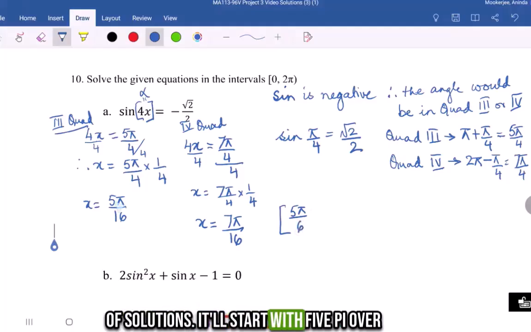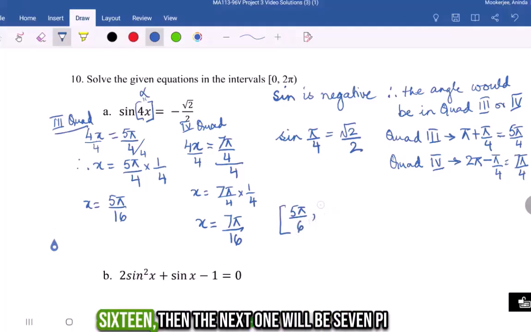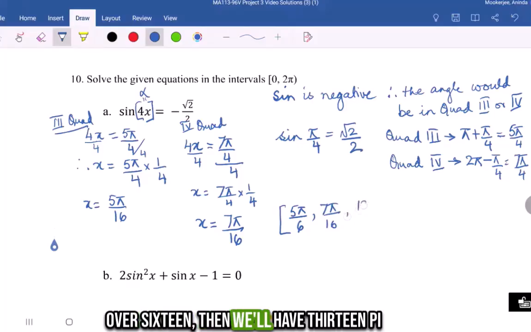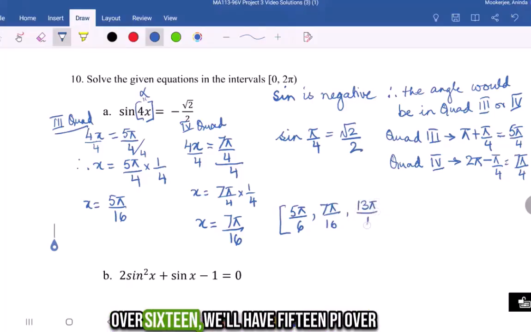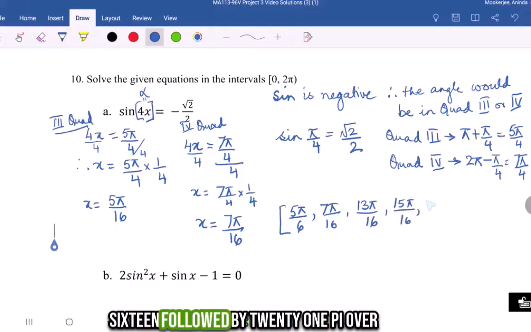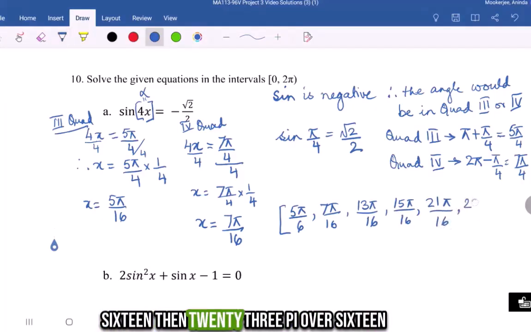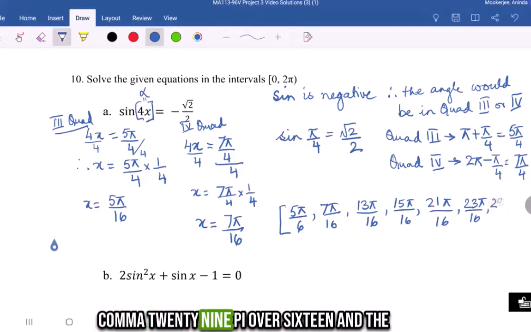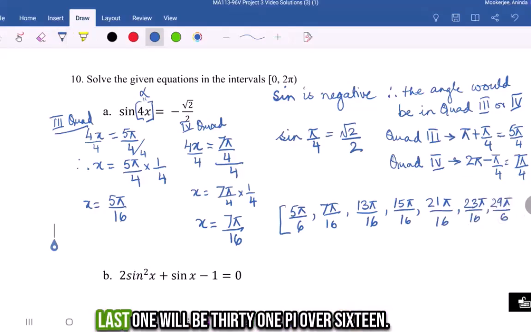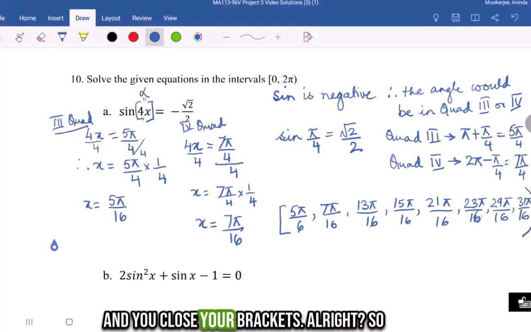It'll start with 5 pi over 16, then the next one will be 7 pi over 16, then we'll have 13 pi over 16, we'll have 15 pi over 16, followed by 21 pi over 16, then 23 pi over 16, 29 pi over 16, and the last one will be 31 pi over 16, and you close your brackets.